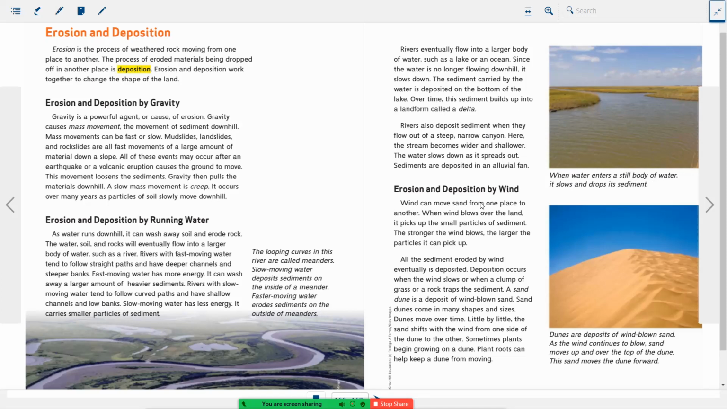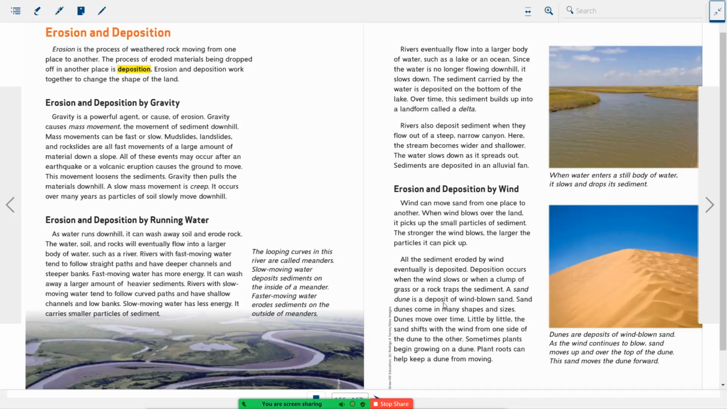Erosion and deposition by wind. Wind can move sand from one place to another. When wind blows over the land, it picks up the small particles of sediment. The stronger the wind blows, the larger the particles it can pick up. All the sediment eroded by wind eventually is deposited. So all those pieces that are picked up by the wind will eventually get dropped somewhere. Deposition occurs when the wind slows or when a clump of grass or rock traps the sediment.